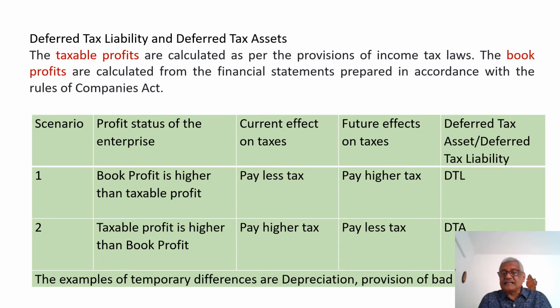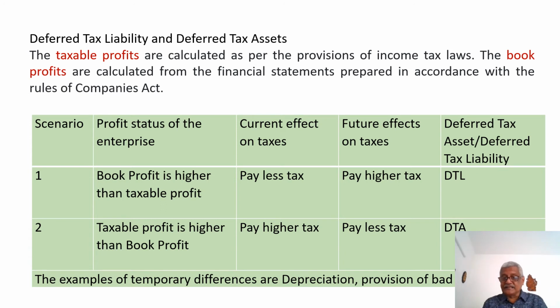The taxable profits are calculated as per the provisions of income tax laws. The book profits are calculated from the financial statements prepared in accordance with the rules of the Companies Act. There is a difference between the Income Tax Act and the Companies Act in determining the profit of a company. This difference in the concept gives rise either to a deferred tax liability or a deferred tax asset. Now look at here, two scenarios. Profit status of the enterprise, book profit is higher than taxable profit. So the current effect is the company will be paying less tax, but future effects on taxes will be the company will be paying higher tax. This leads to a deferred tax liability.